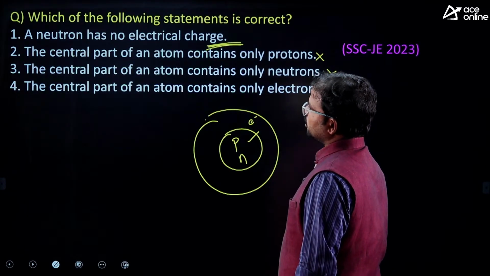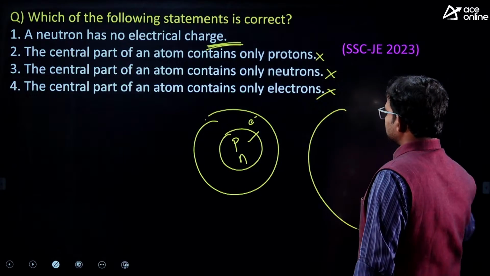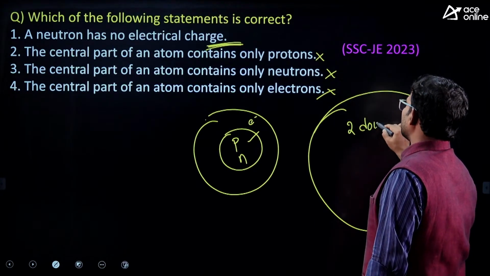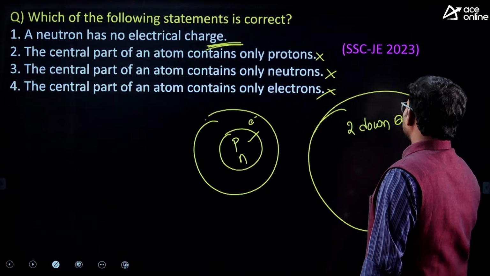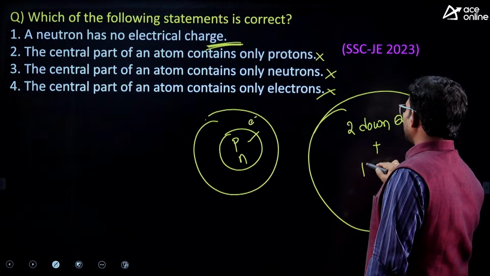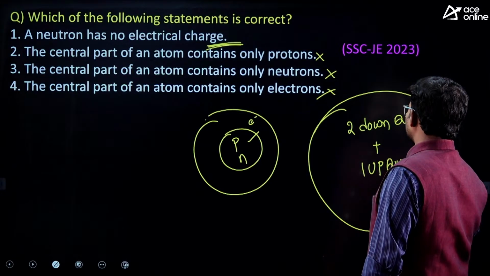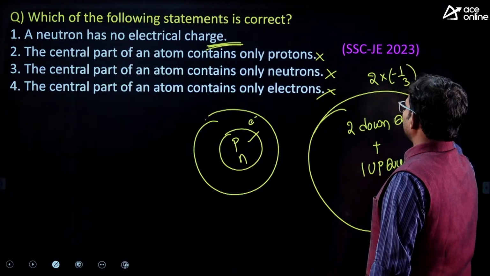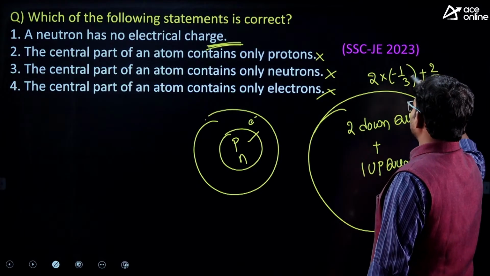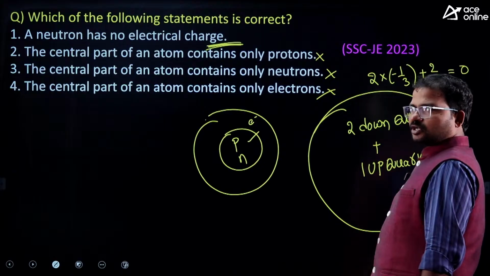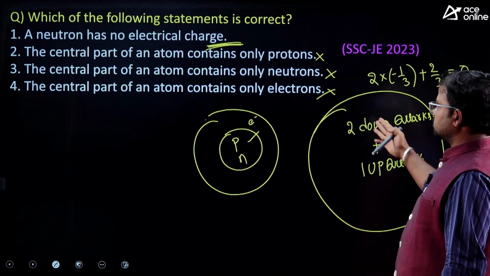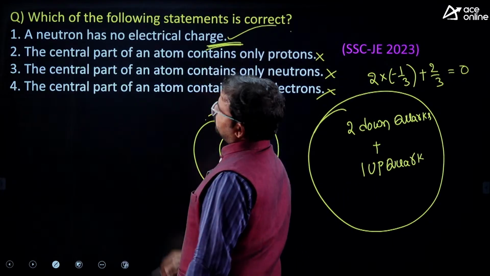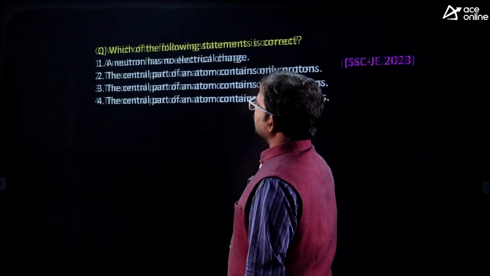Here the correct one is: a neutron has no electric charge. That is the correct one, because if you consider a neutron, guys, it has two down quarks and one up quark. What is the charge of a down quark? Each down quark charge would be mostly minus 1 by 3. Up quark charge would be mostly 2 by 3. So finally what we get? 0. Because of these 3 quarks, guys, the neutron attains neutral charge. That's why here the correct one is option 1 only. Okay, right.